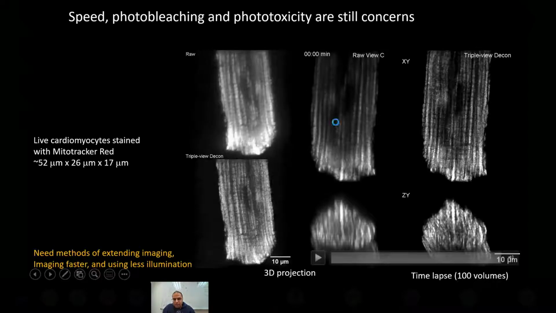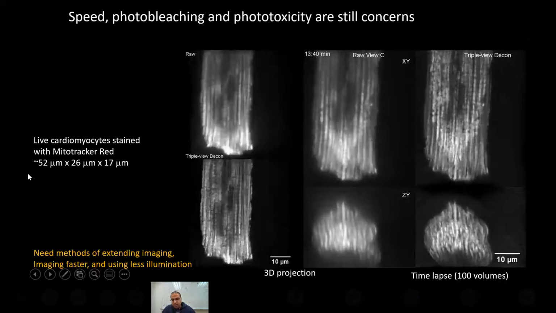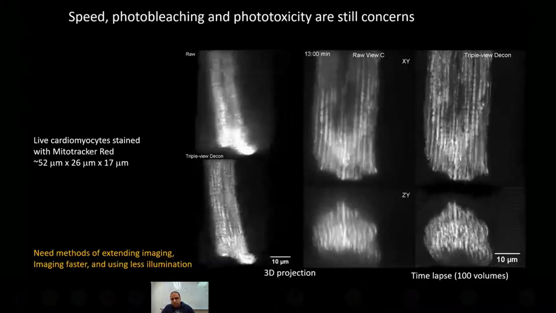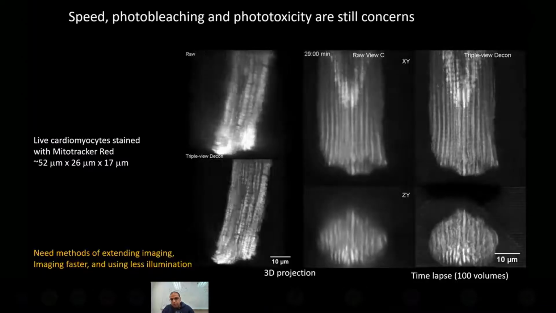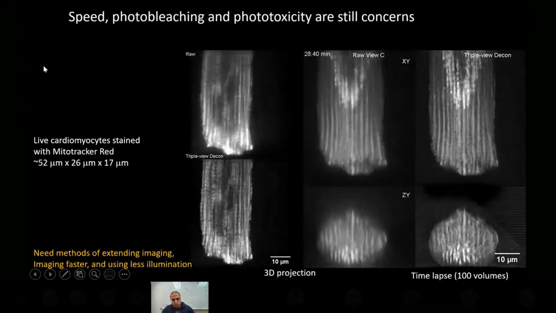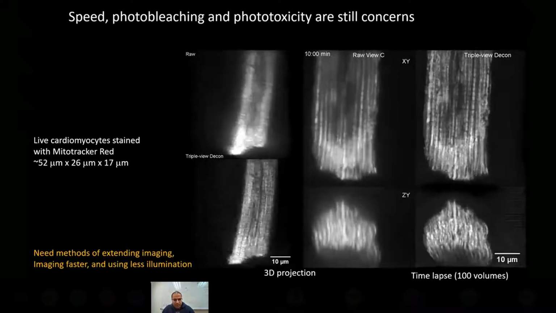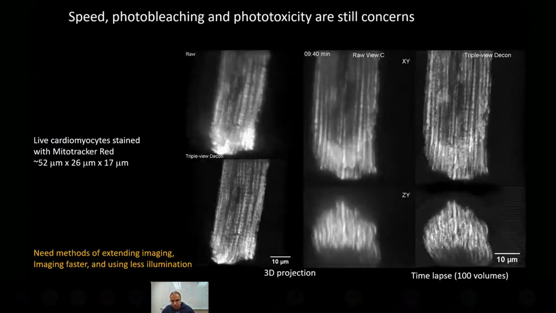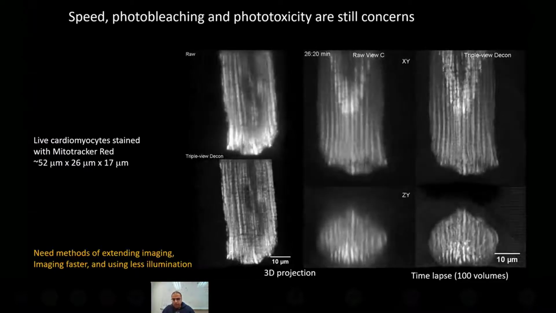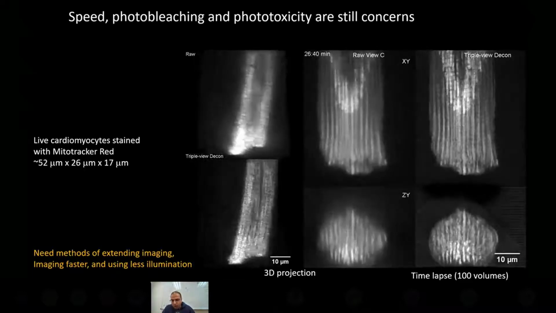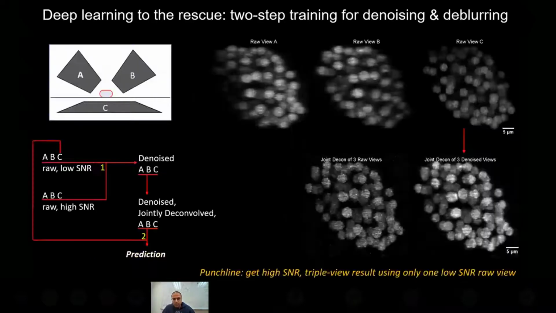But if you look at a live data set, what you find is that these cardiomyocytes beat. And so this beating, this motion, is a problem for serial confocal microscopy. Another problem is you see this front of fluorescence bleaching as we record these volumes over time. So we need methods of extending imaging duration, imaging faster, and using less illumination dose in confocal microscopy. And this is where we could use what we learned from our restoration work to rescue the performance of these confocal microscopy techniques.